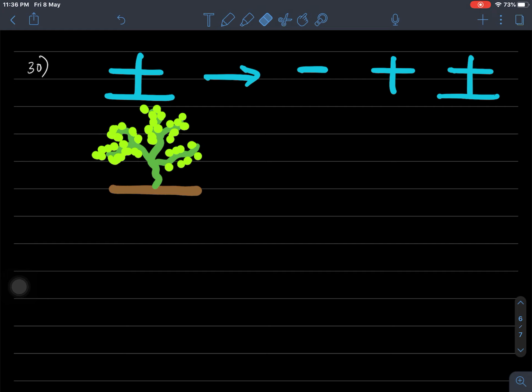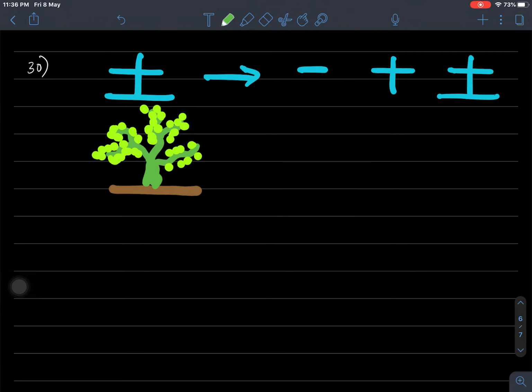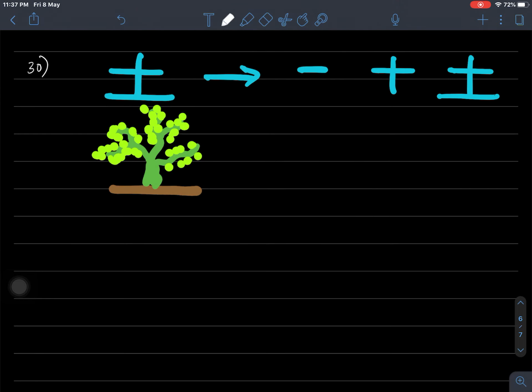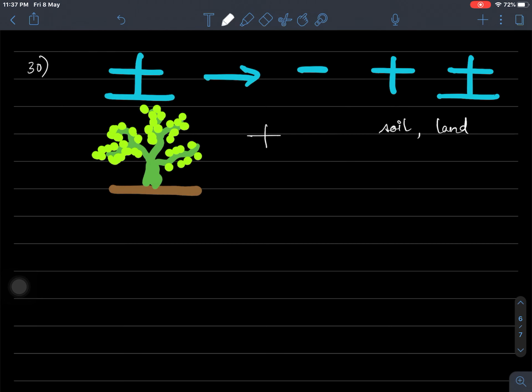It's something like this. So where do you imagine a tree or a plant to sprout from? You of course expect it to sprout from the ground. So that's what this kanji is. This kanji represents the ground, or the earth, you could call it, the soil, land. So this kanji is basically to be visualized as a plant sprouting from the ground.